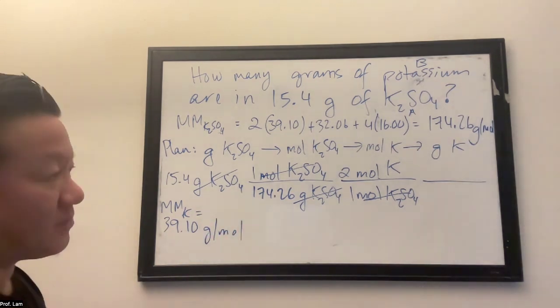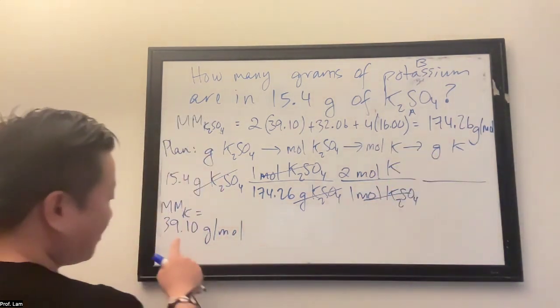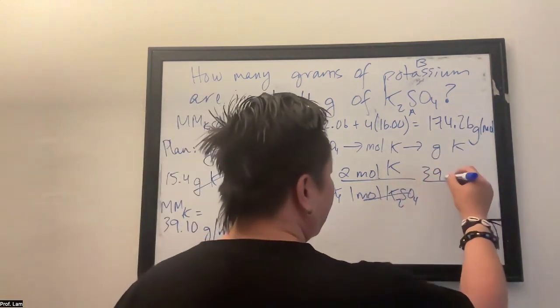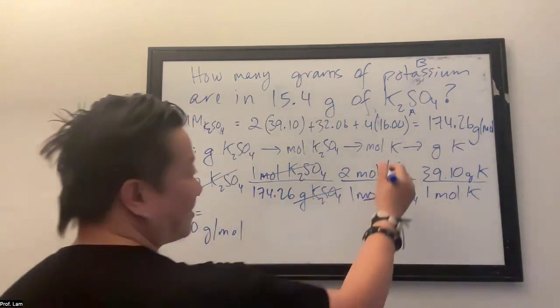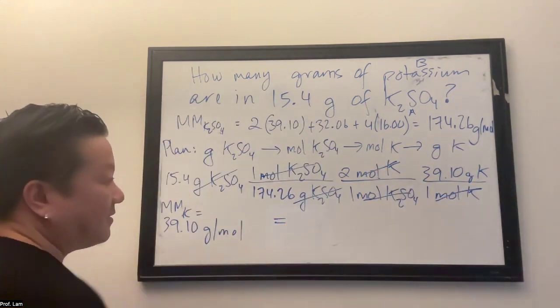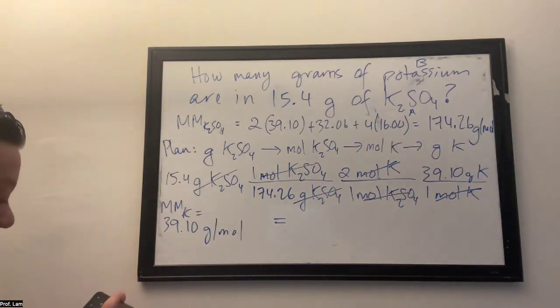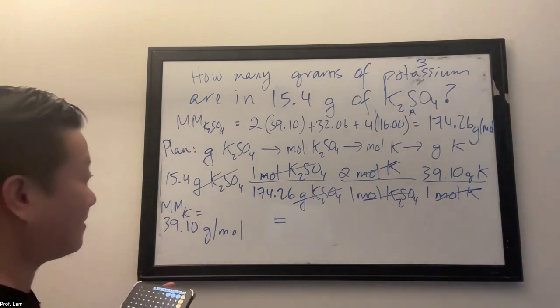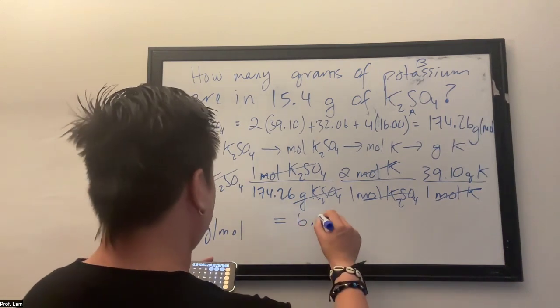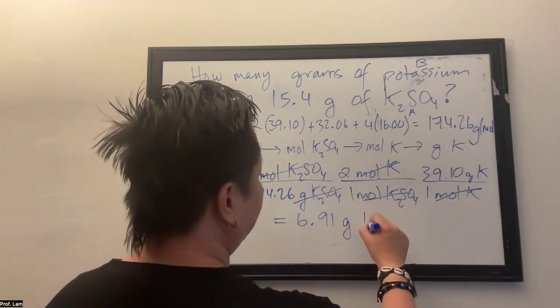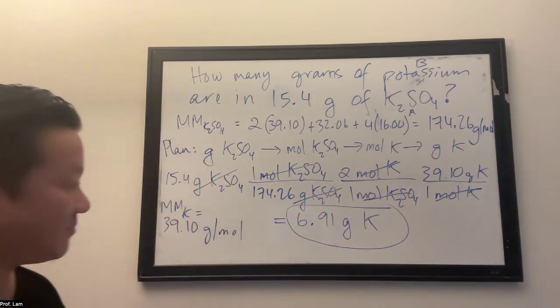So which number is going to go on top? Well, we do want grams, so we want to make sure that 39.10 grams of potassium is on top, and 1 mole of potassium is on the bottom. Okay, and then we calculate. That comes to 6.91 grams of potassium.